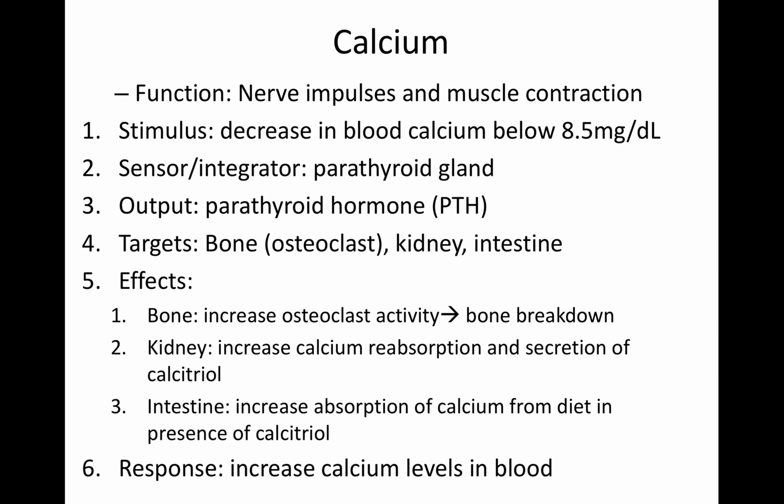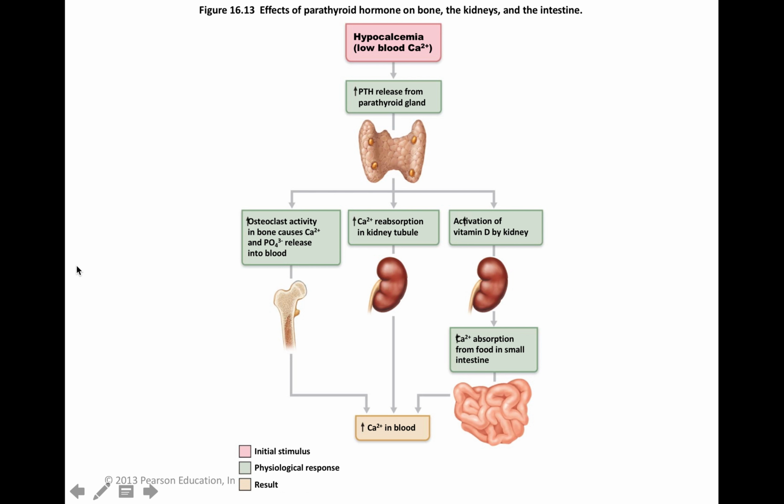Now, the targets for PTH are three structures: the specific cells in your bone, which we refer to as osteoclasts, your kidneys, and your intestines. For this, we'll talk about the effects, but I'm going to use the picture to explain it. The information being explained is what you will see under numbers 1, 2, and 3 for part 5. So here's basically what I'm discussing with you.